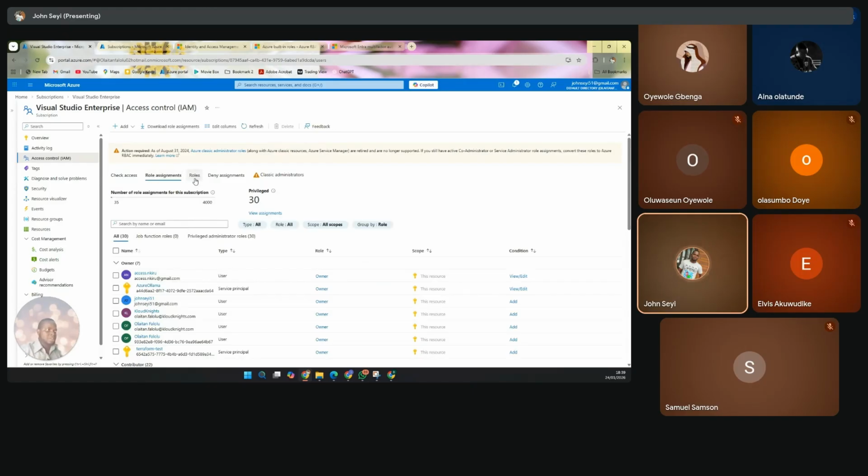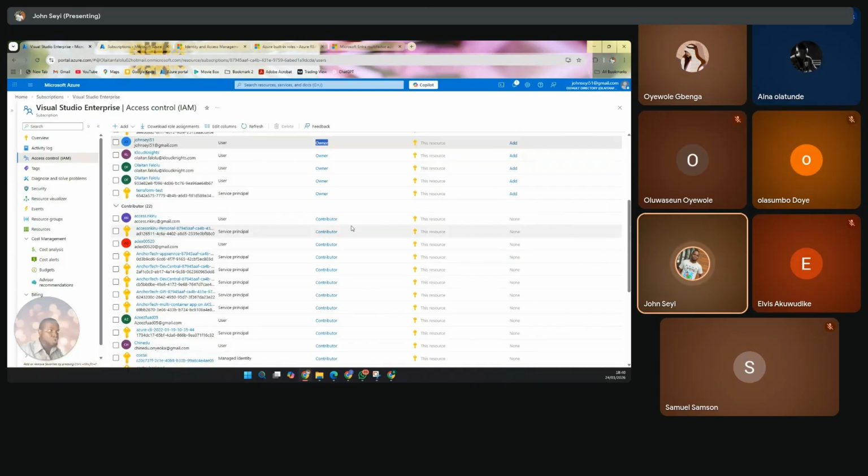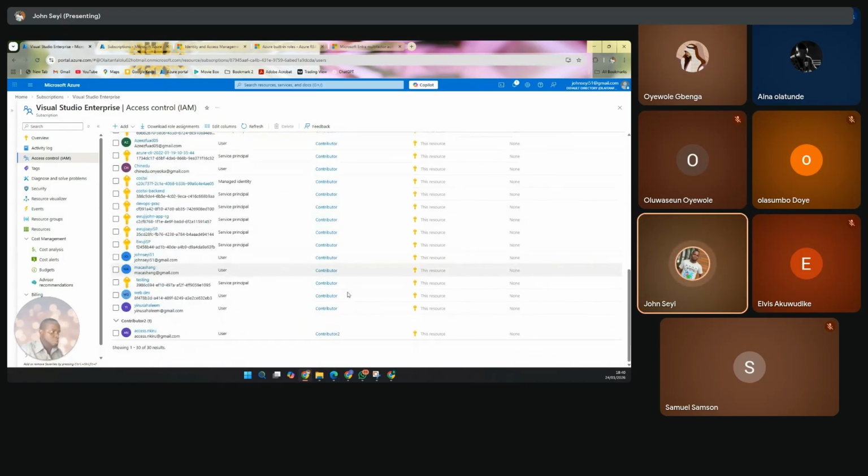So let me give you, for instance, I want to assign myself. I want to look at, for instance, I was assigned, this is my name here. You can see it. The user was assigned the role of owner to the subscription. Can you see it? You have some other people that were assigned contributors to this particular subscription. But me as a person, I'm assigned an owner. Olaiton was assigned an owner role. Do you understand? But you have some people that are assigned contributors.